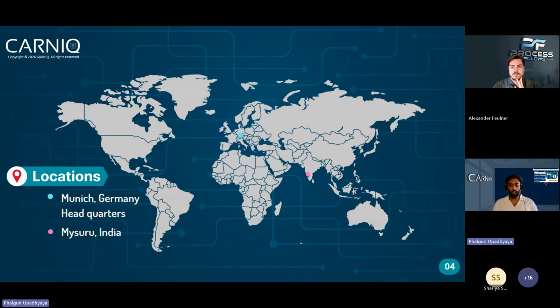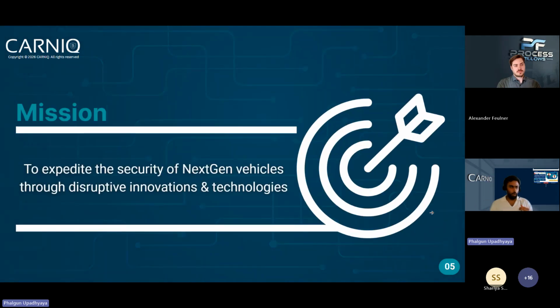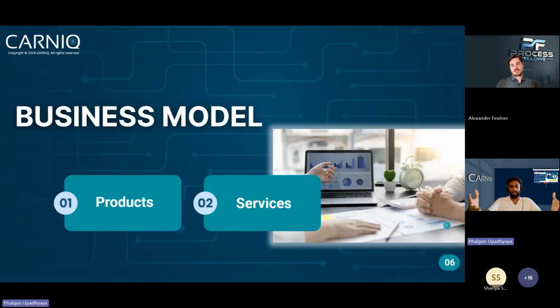Perfect. Without any more delay, a quick introduction about Carnic itself. Carnic Technologies GmbH, headquartered in Munich, and we also have an R&D center in Mysuru, India. These are the two locations where we are present. Our main mission is to expedite security of next-gen vehicles through disruptive technologies and innovations, to make sure that creative engineers like you are equipped well enough with the tools so that you can develop things faster and easier.